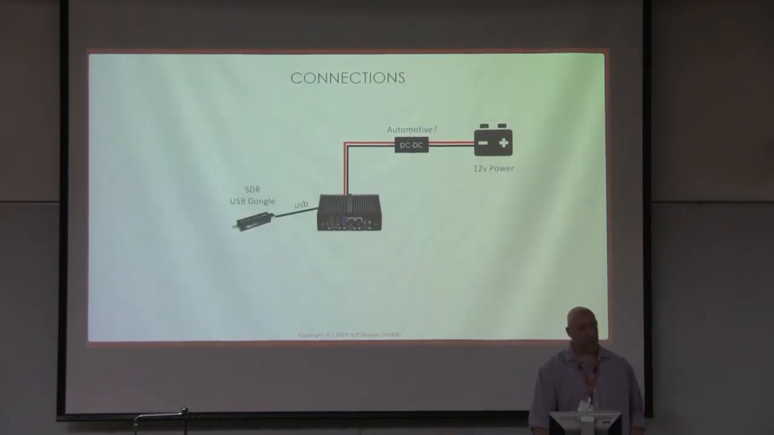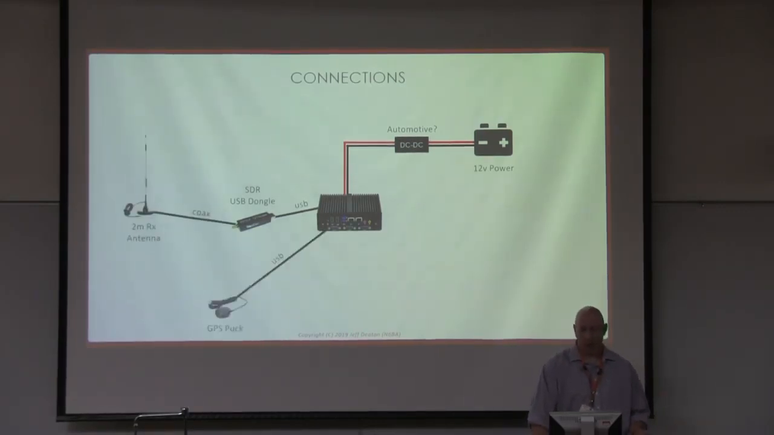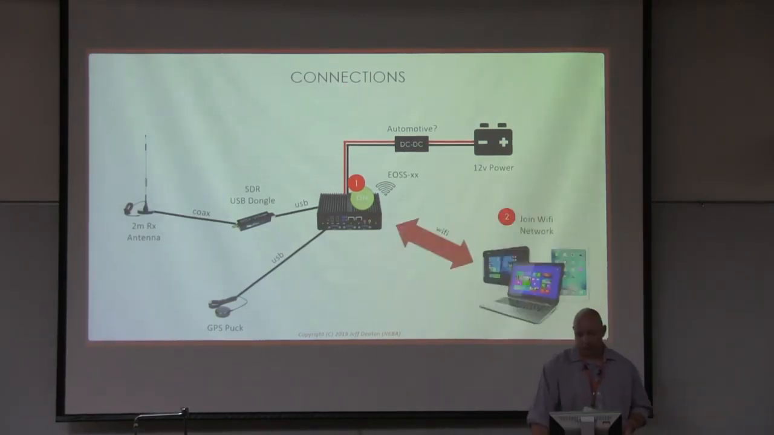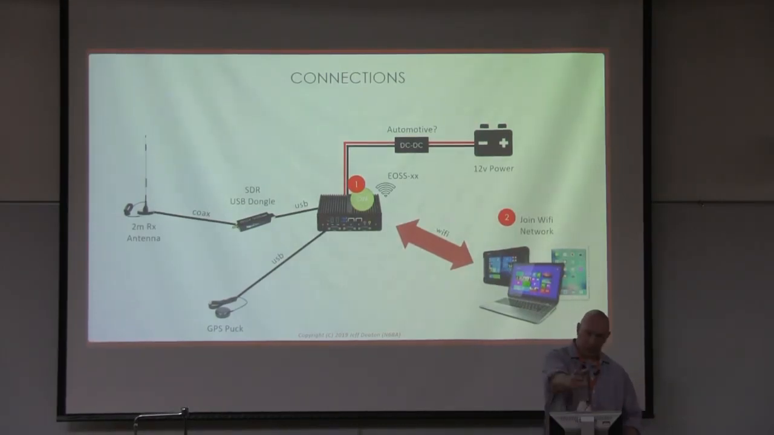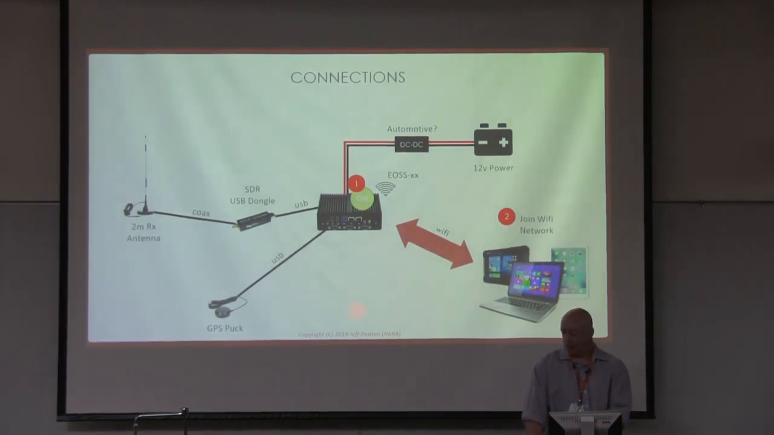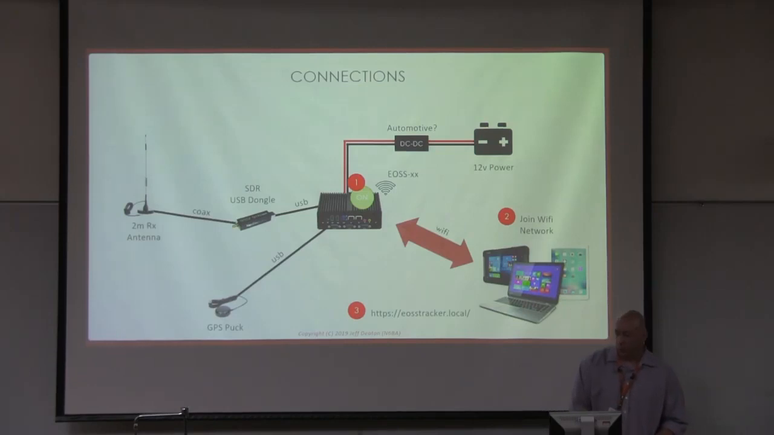Of course, you connect your stick up via USB, connect that to your antenna, connect up a USB GPS, hit the power button, and presto, you have a Wi-Fi network that pops up, which then you grab your device and log onto that. Whether that's your laptop or tablet, or in Jeff's case, he's got a fancy G-Tac there. But once you have connection to the Wi-Fi network, you're off to EOSS tracker.local in your web browser.